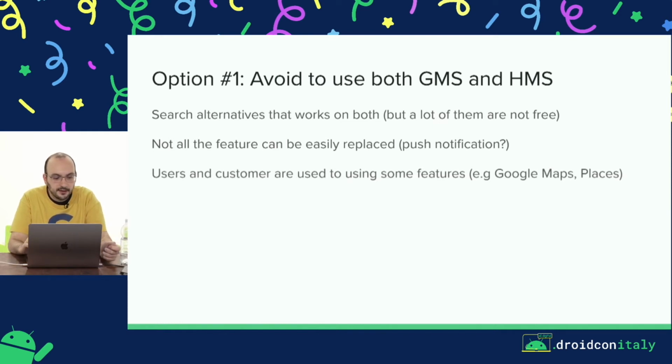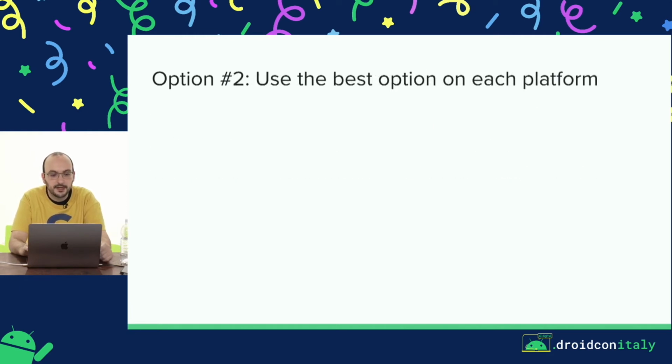And the last thing to notice is that users and customers are used to using some features, for example, Google Maps or Google Places, or in general stuff that they see daily. So it's not so nice for the user to remove them at all. And this brings us to option number 2. That is my favorite option, and we will see an example of this later.